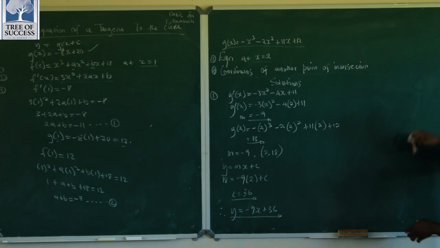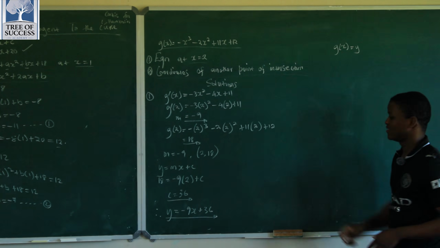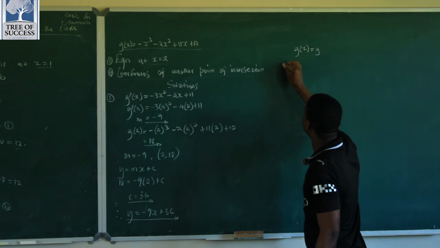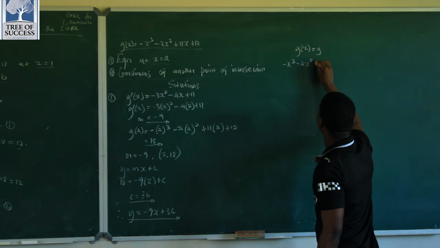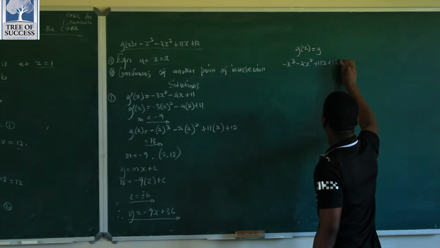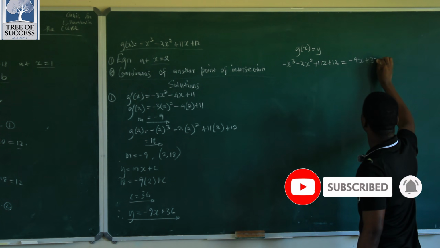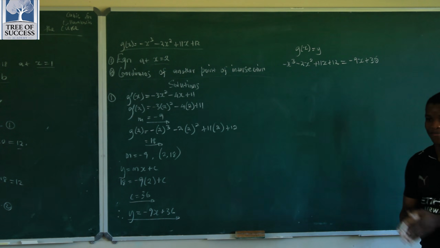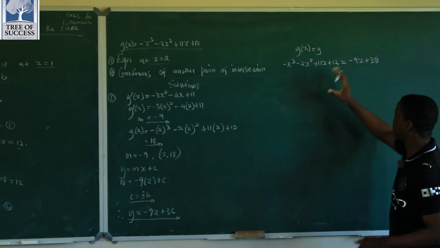So basically we must solve for g of x equals to y, right? Okay, so we equate these two functions basically. So negative x cubed minus 2x squared plus 11x plus 12 equals to negative 9x plus 36, right? Now we have y and x. Let us solve for x here. Of course we can. Let us group the like terms.